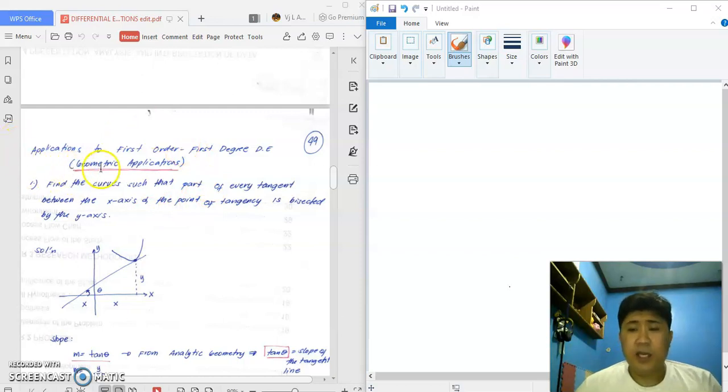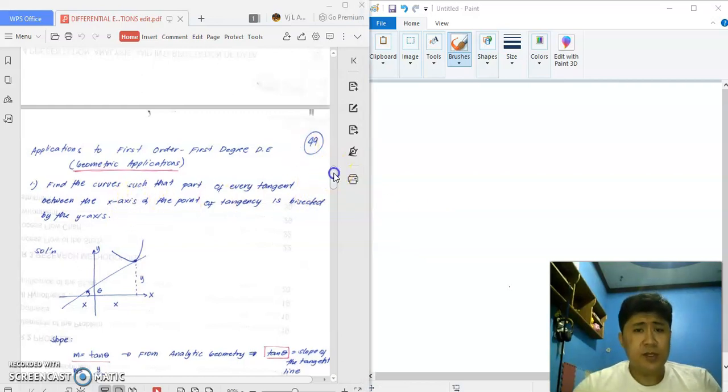In geometric application, therefore, you need to recall your analytic geometry, the identities, the principles of analytic geometry. Okay, so don't worry, you will be guided as we go on. Okay, so from here, let's start. So in geometric application, we have the first example.